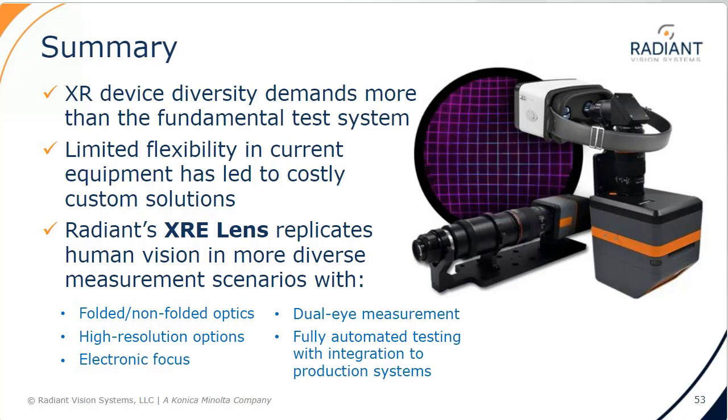Until now, camera lens systems have not offered the flexibility to address unique measurement parameters, requiring manufacturers to invest in costly custom solutions. Now, with the XRE lens, we can better replicate human vision in a range of headsets, meeting more parameters out of the box with folded and non-folded optical designs, high-resolution camera options, electronic focus, dual eye measurement capability, fully automated testing, and integration capability to production systems. The result is a solution that enables manufacturers to continue to replicate human vision for accurate XR display testing, while significantly reducing cost, time, and complexity to deploy an XR measurement system. The XRE lens solution offers significant capability on a single platform.